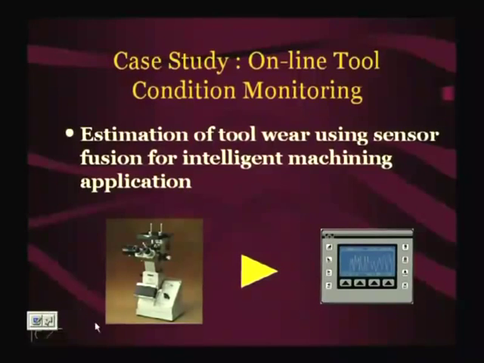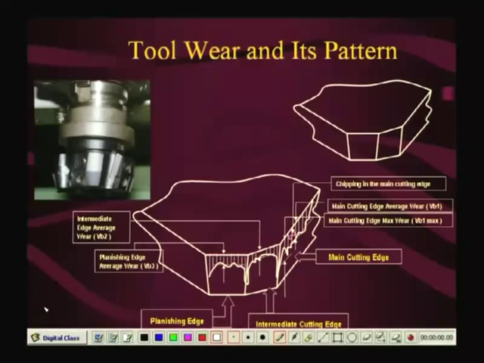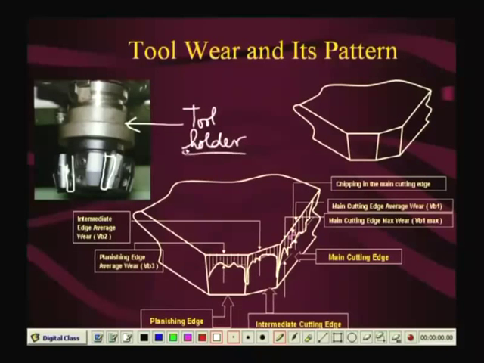For doing that, this is a picture of a face milling machine. You actually put tools here. Here you can put a tool, here you can put a tool. This is called a tool holder. And these are the tool bits, and the cutting edge looks somewhat like this. These are the parts which actually rub against the metal, and therefore they get worn. You can see that they are getting worn.